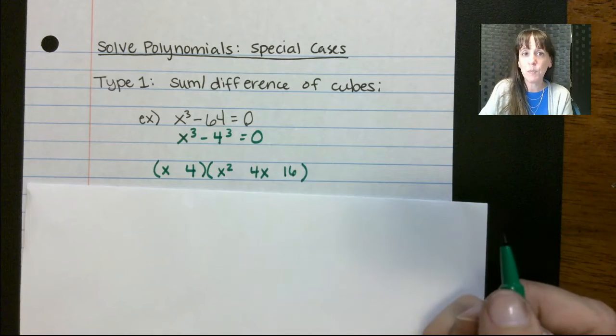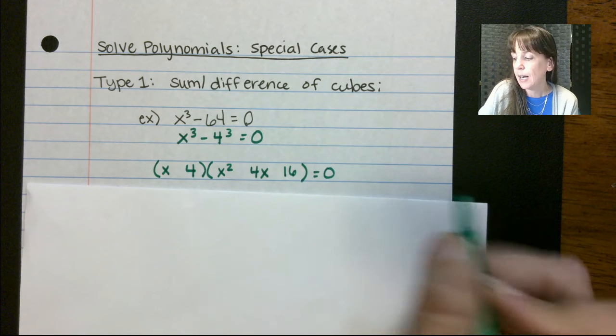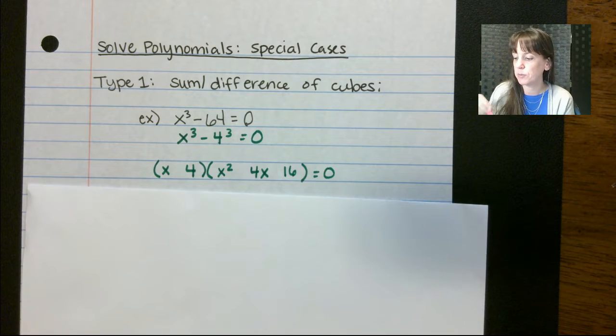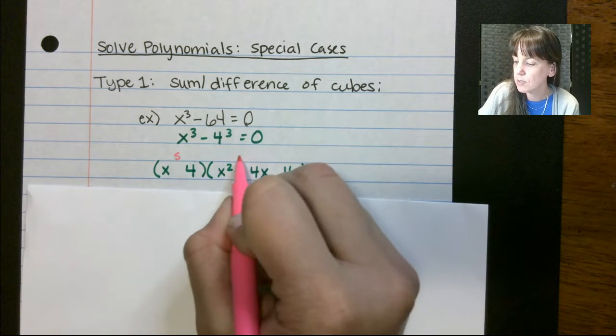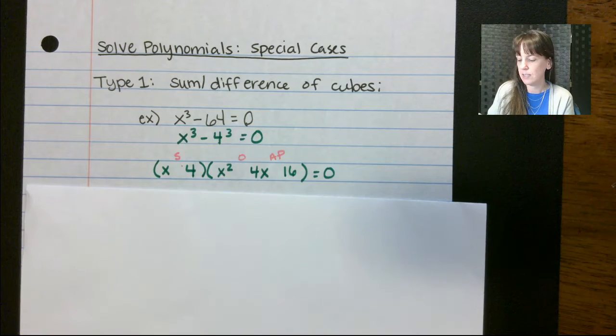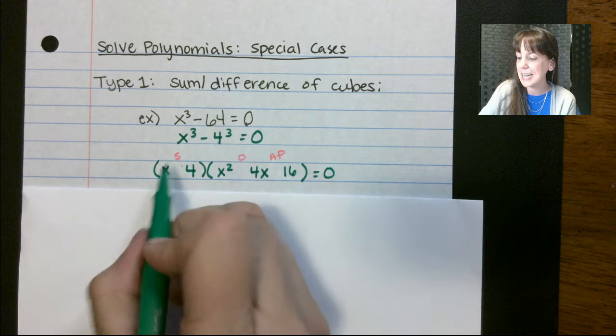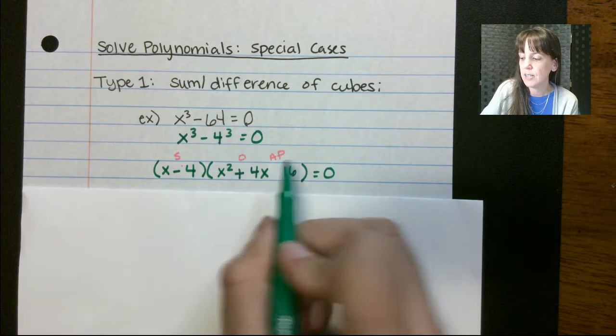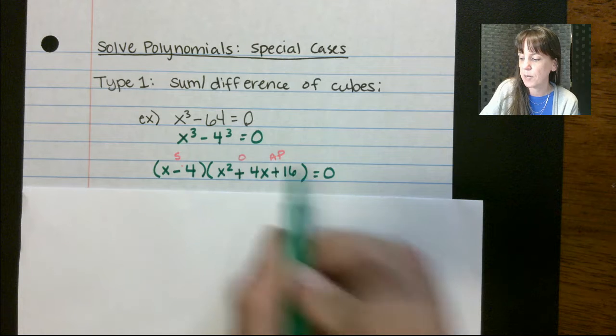Now, I can never remember my signs for sum and difference of cubes. And here's all you have to remember: SOAP. And that means same sign, opposite sign, always positive. So the same sign as this one, minus, opposite is addition, and then this last one is always positive.